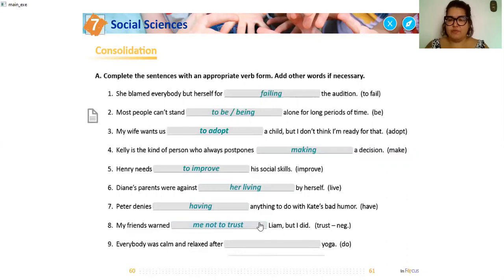This is a form of subjunctive. We studied it, I think, on lesson 6 or something. There is a video with that on the group. And everybody was calm and relaxed after, which is a preposition, doing yoga. I think the preposition is the best one because every time you have a preposition, you will follow it with a verb with ing. Cool? So let's go for the next.